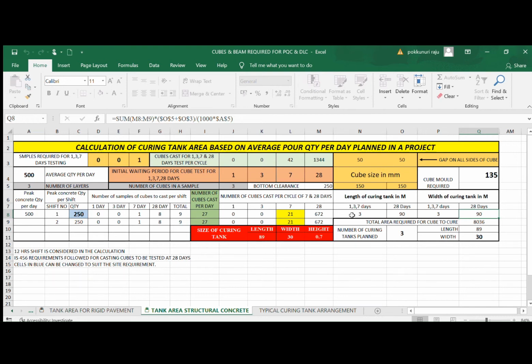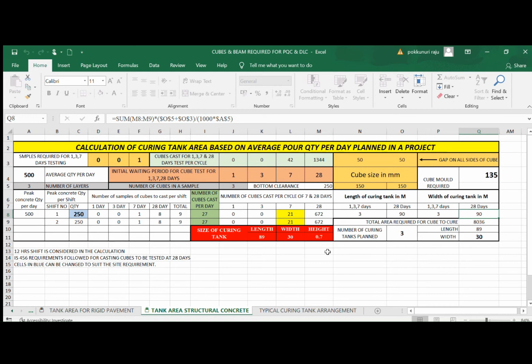So the vertical dimension minimum required is 0.7 meters, or it can be 1 meter also, but it's better to keep close to 0.7 because it will be easy to handle the cubes at the bottom without entering your curing tank, because the curing tank is full of water. If you can pick your cubes from outside, health issues will be minimized and you will be able to handle easily how the cubes need to be taken out and placed for curing.